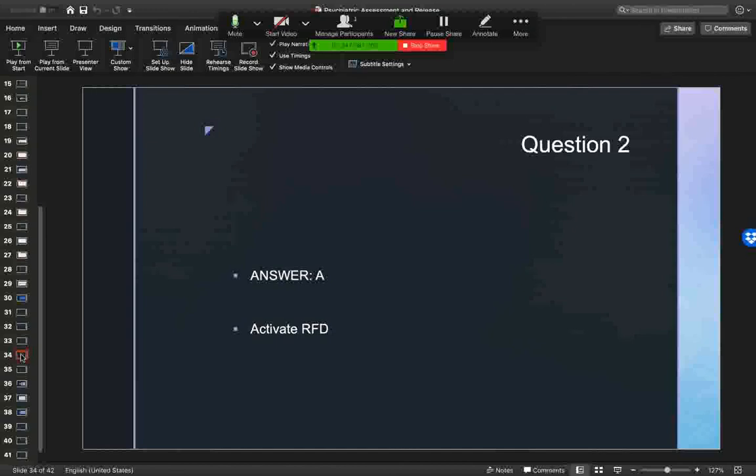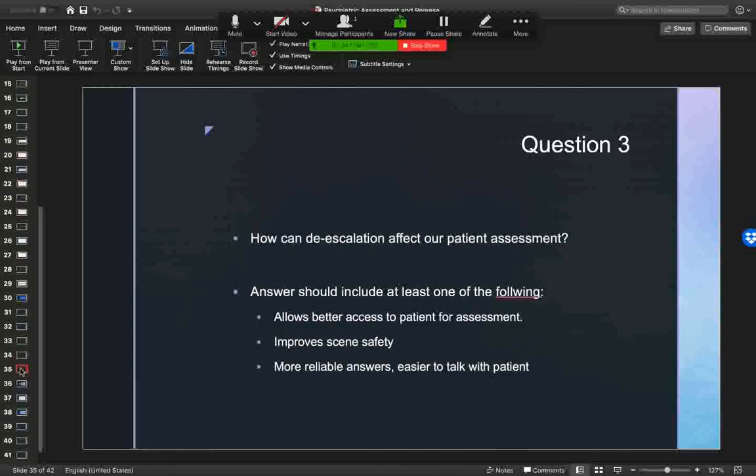All right, so question 2. Following the unsuccessful attempts at de-escalation, what does the algorithm say to do next? Okay, again, this is going straight back to the algorithm. Activate RFD. All right, so anytime we can't get de-escalation, we're going to go back to the drawing board, per se, and see if we can get RFD en route.